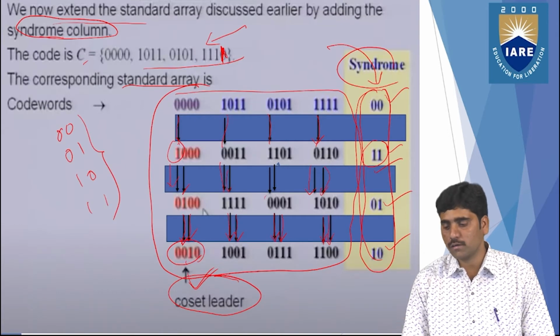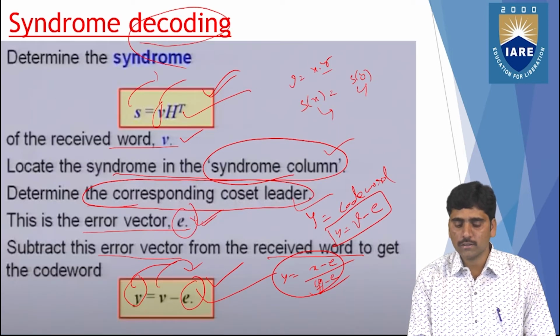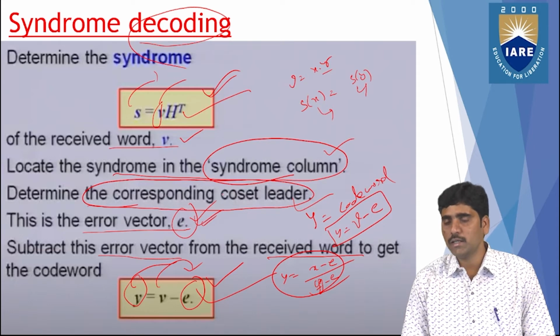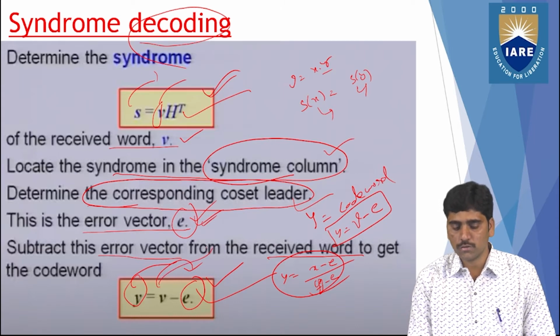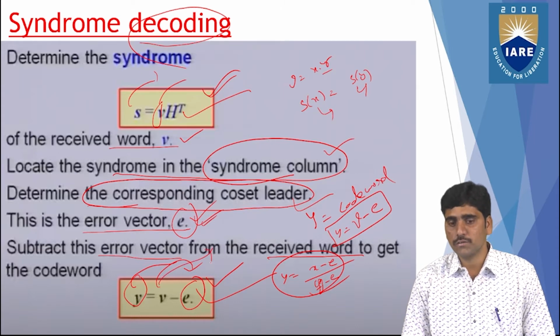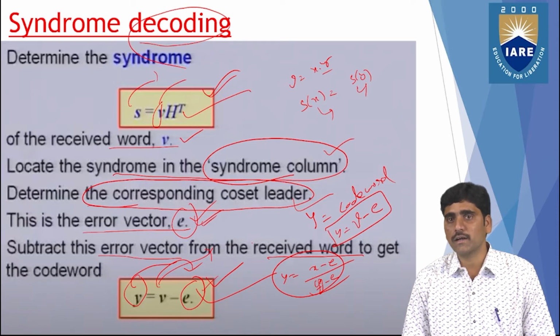From this diagram only, we need to identify the corresponding coset leader. After that, we need to find the error vector E. After finding this error vector E, finally we have to subtract the error vector from the received word. So this is the received word, and from this received word we are going to subtract this error vector to get the correct code word. So this is the way we can understand the syndrome decoding process.